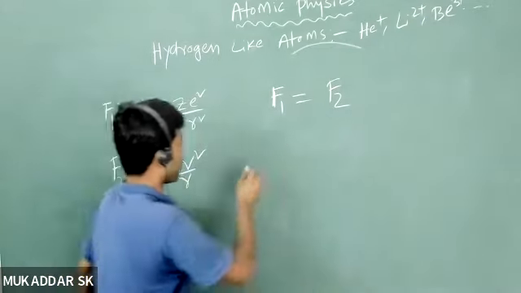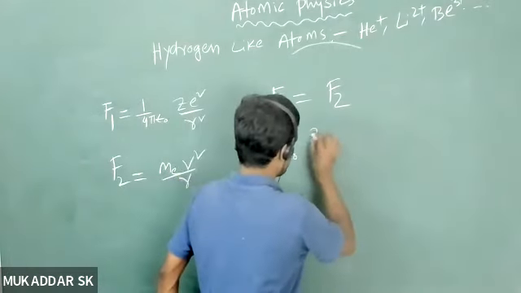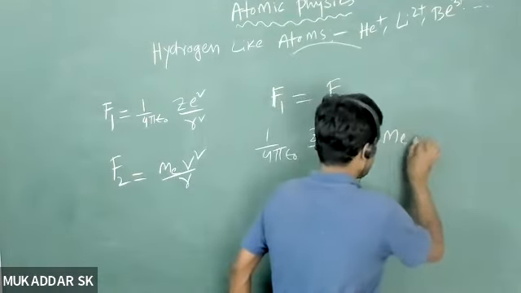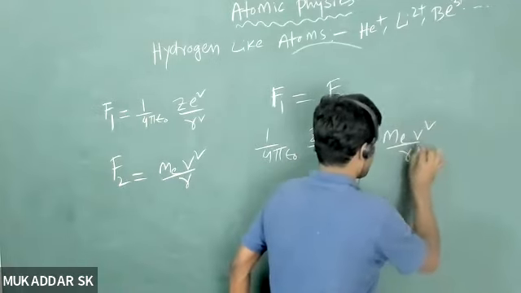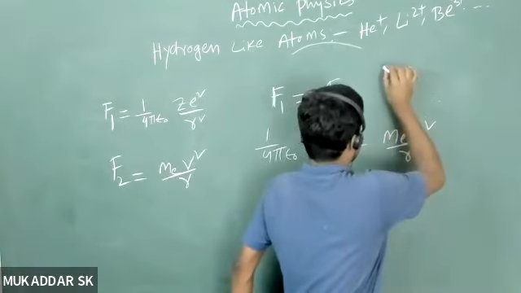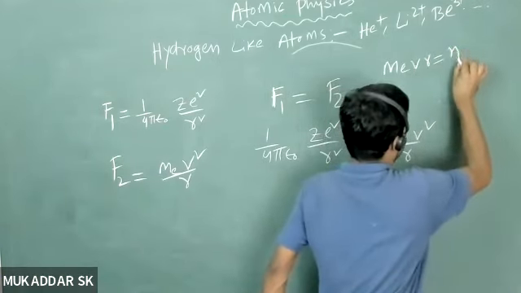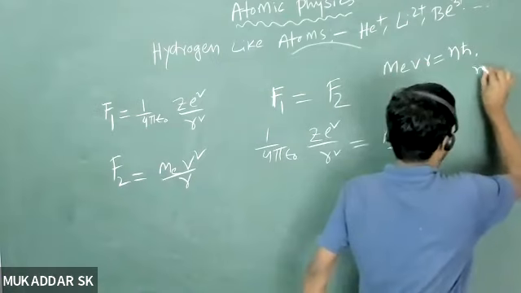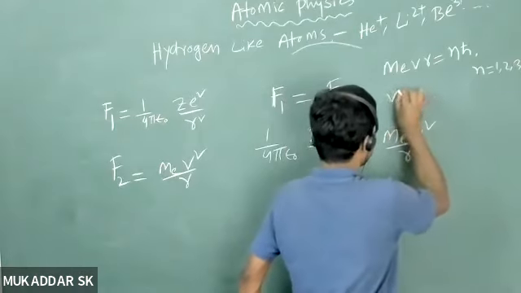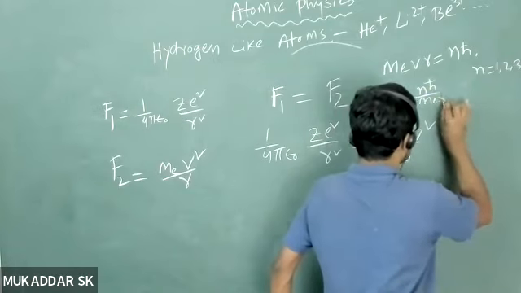So it means 1 by 4 pi epsilon naught into Z e square divided by r square should be equal to m_e v square by r. And yesterday we have seen that orbital angular momentum m_e v r is quantized in nature, n h cut, where n can run from 1, 2, 3, and so on. So from this equation you will get v equals to how much? n h cut divided by m_e into r.